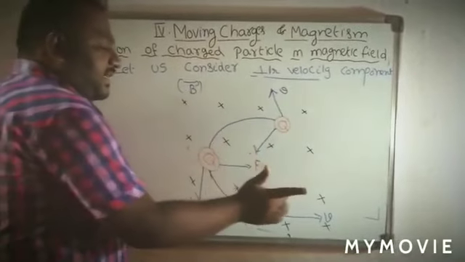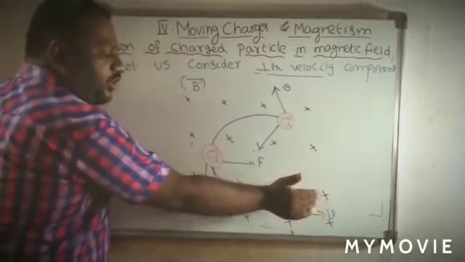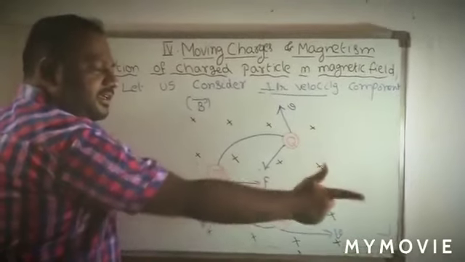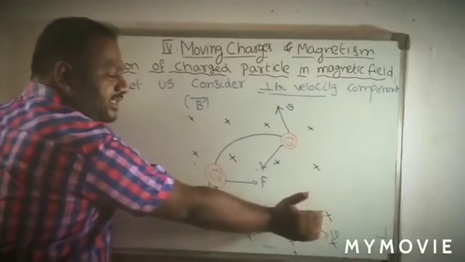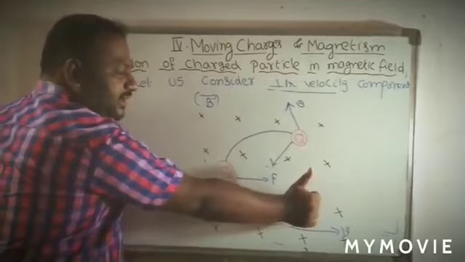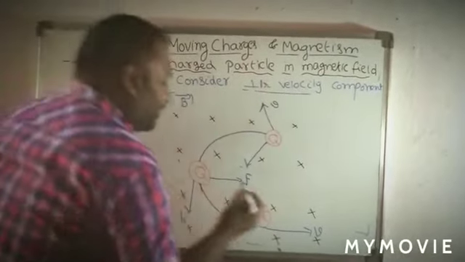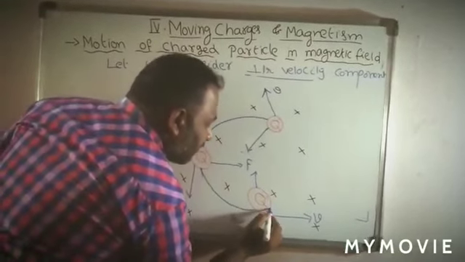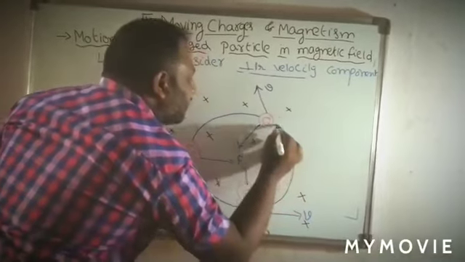Then what is the force direction? Again you curl your fingers from velocity to field. Velocity direction, field direction, this is the direction. Here you curl your fingers from velocity to field, then the force is acting in the upward direction. So that is like this. Due to this force, the particle changes its motion and it is moving in this manner.